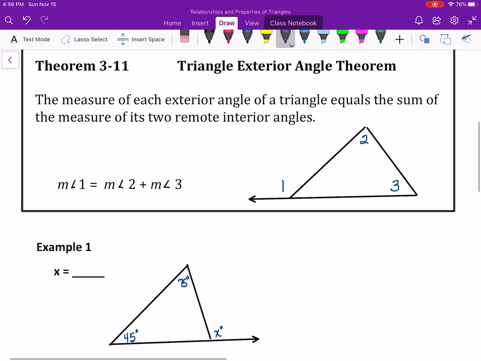All right, so take a look. I'm going to leave the theorem where you can see it. Here's our first example. The angle that measures x degrees is the exterior angle. According to the theorem, x is equal to the sum of 45 and 75. So x is equal to 120 degrees. It's a pretty handy little theorem. Saves you a lot of work in finding the measures of missing angles.